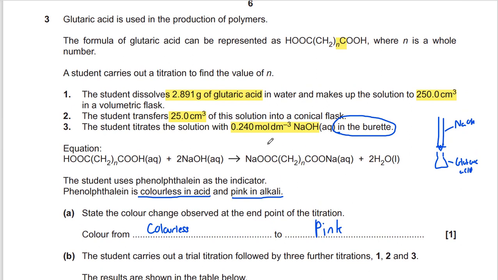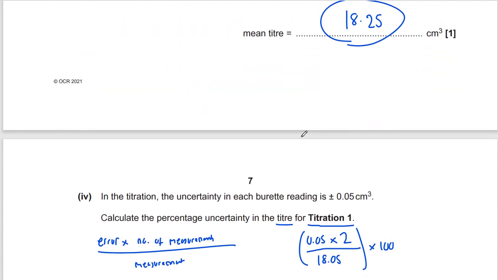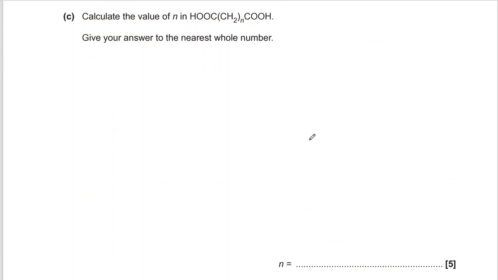So therefore, it took 18.25 of sodium hydroxide to carry out the titration. So that's our starting point. As I said, always work out a number of moles from a quantity you are given. Number of moles of NaOH, that's the numbers we've got. Because we've got the concentration, 0.240, and the volume was 18.25. And we need to divide that by 1,000 to convert to decimeters cubed.